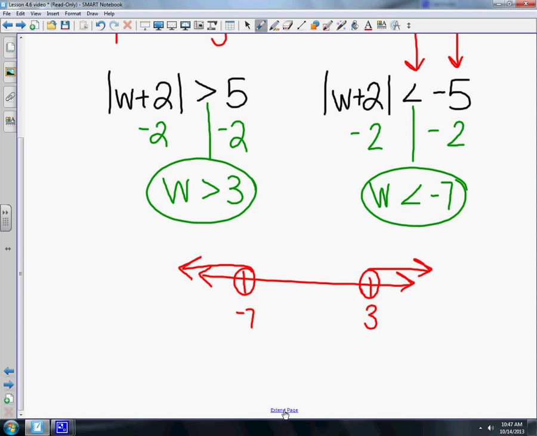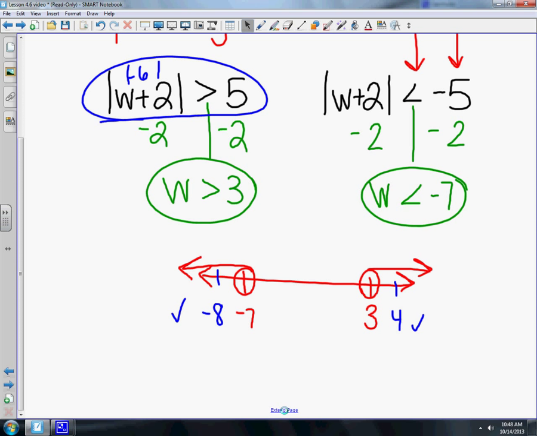Now, let's just check to make sure we did this correctly. Okay? So, let's pick 4, just as an example. Put it into the original equation, which is right here. 4 plus 2 is 6. Is 6, the absolute value of 6, greater than 5? Yes, so I know that works. Now let's pick negative 8, sorry. Negative 8 plus 2 is negative 6, but then I have my absolute value bars, so that becomes a positive 6. Is that greater than 5? Yes, so that works too.